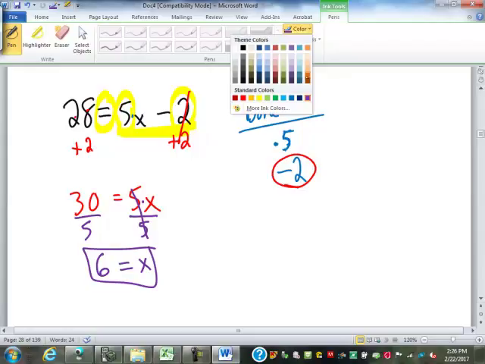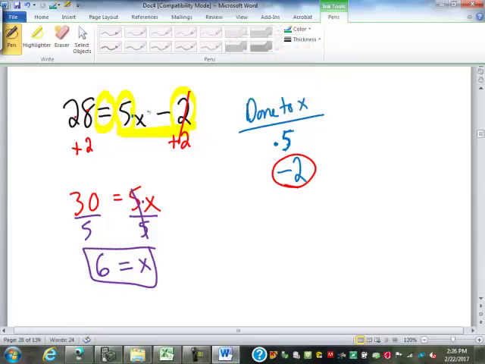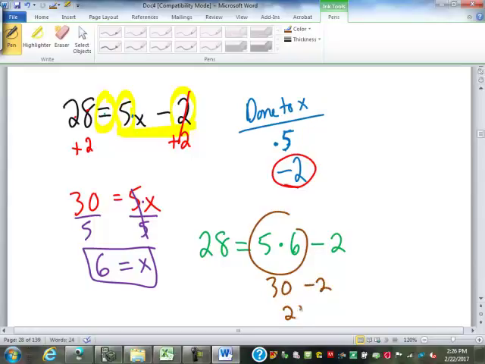And once again, we can double check our answer. Going back up here, 28 equals 5 times x, where we're going to replace x with 6. So 5 times 6 minus 2. And calculate it out. 5 times 6 is 30, minus 2 is 28. So we do get 28 on each side of the equal sign.